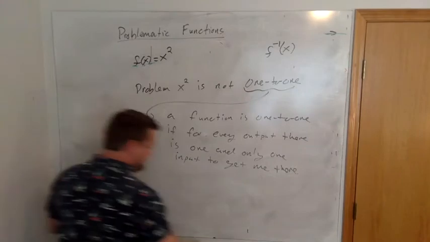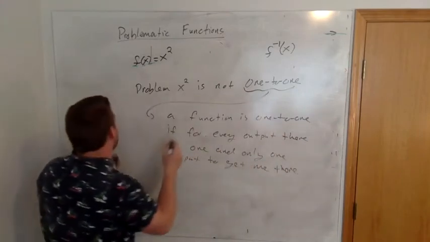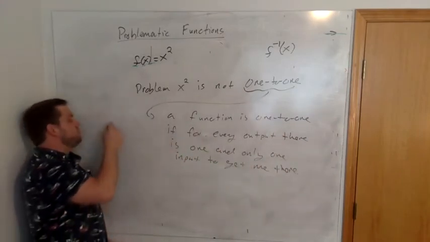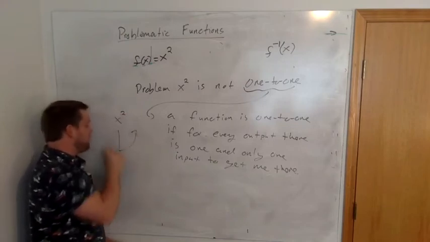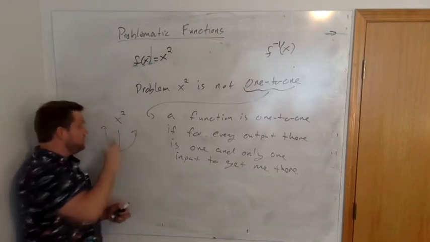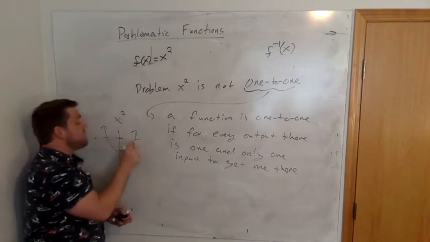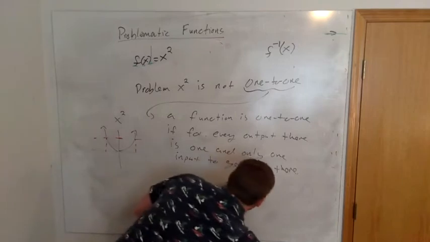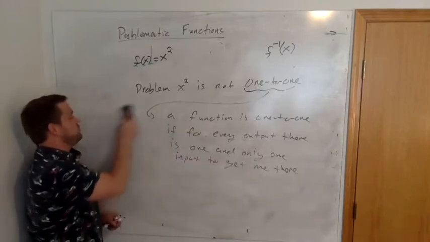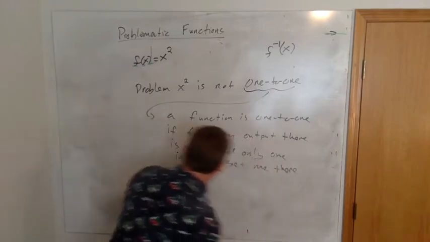Okay, what was so special? Let's show you functions that aren't 1-to-1. Can you think of some functions that aren't 1-to-1? X squared is not 1-to-1 because if you pick an output, there are 2 inputs to get me to that output. What's another function that's not 1-to-1?